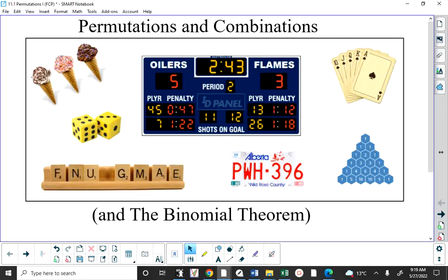If license plates in Alberta, and this has changed in the past couple of years, consisted of 3 letters followed by 3 digits, how many different license plates could you have? Or maybe, how many could you have if you're not allowed to use the letter O and you're not allowed to use the digit 0? Because an O and a 0 might look the same. So some jurisdictions don't allow zeros and O's. Those are the kinds of questions we're dealing with.